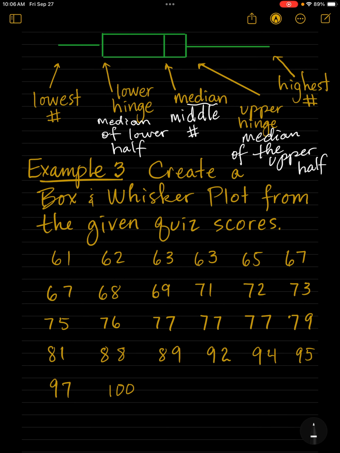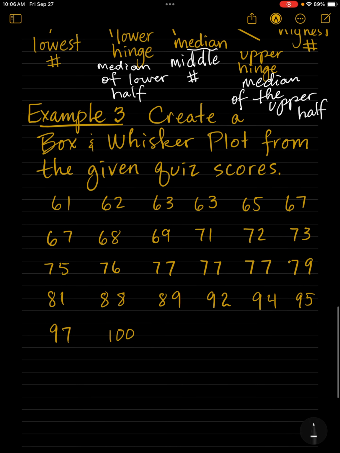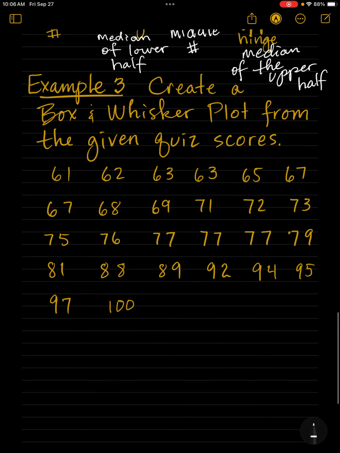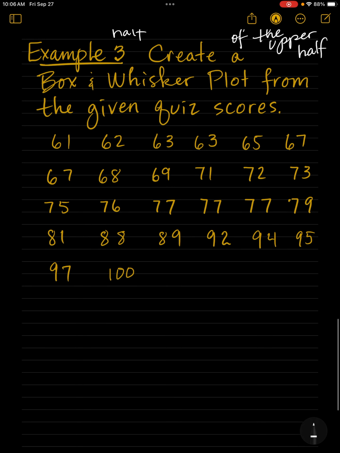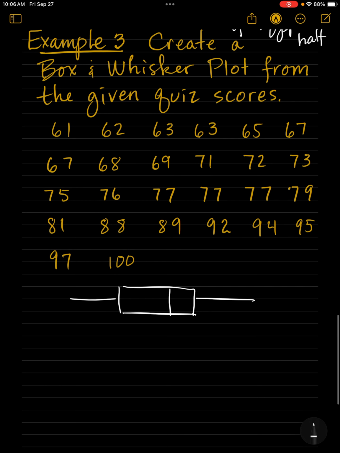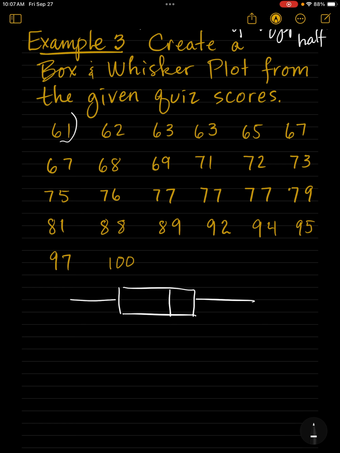Example 3. Create a box and whisker plot from the given quiz scores. I've already put these quiz scores in order. In order to make a good box and whisker, you would need a ruler. I'm going to show you just how to do a rough draft, and then on your paper you can use a ruler and draw it to scale. So first of all, I like to just draw a generic box and whisker and establish my numbers. Lowest number, 61. Highest, 100.